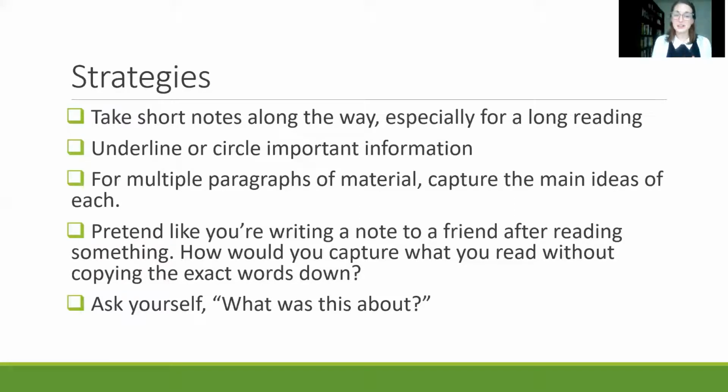And then finally, you can just ask yourself generally, what was this about? Again, it keeps coming back to that central question. Whether you're identifying a main idea or you're telling someone about this, you want to get at the core of this. What was this really about so that I can tell someone else about this material accurately?